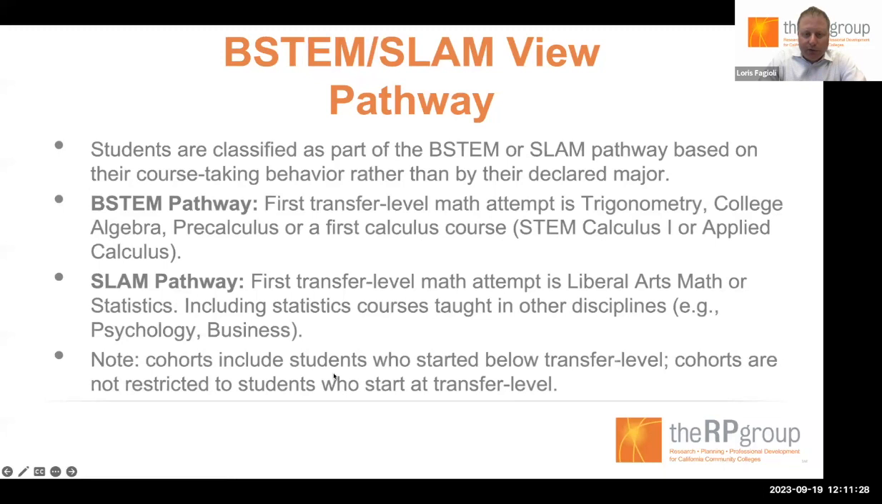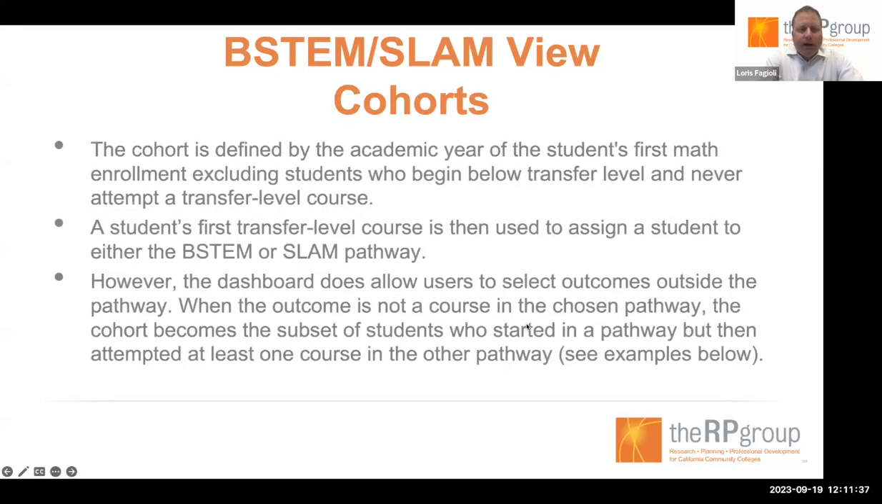So that's the first thing, and I'll reiterate it, and I'll show you also in the dashboard how that looks depending on how you make the selections. The cohort is very similarly defined to prior. So the cohort is defined by their first math attempt in the sequence. That's how they are assigned to a specific cohort year. And again, their first transfer course assigns them either into a BSTEM or SLAM pathway.